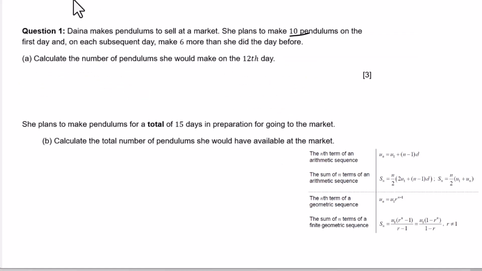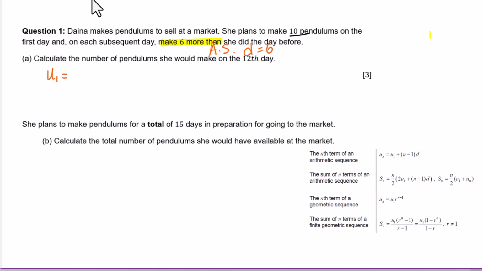Question 1. Dana makes pendulums to sell at a market. She plans to make 10 pendulums on the first day, and on each subsequent day make 6 more than she did the day before. "6 more than she did the day before" is a clue for arithmetic sequence, and D equals 6. Calculate the number of pendulums she would make on the 12th day.